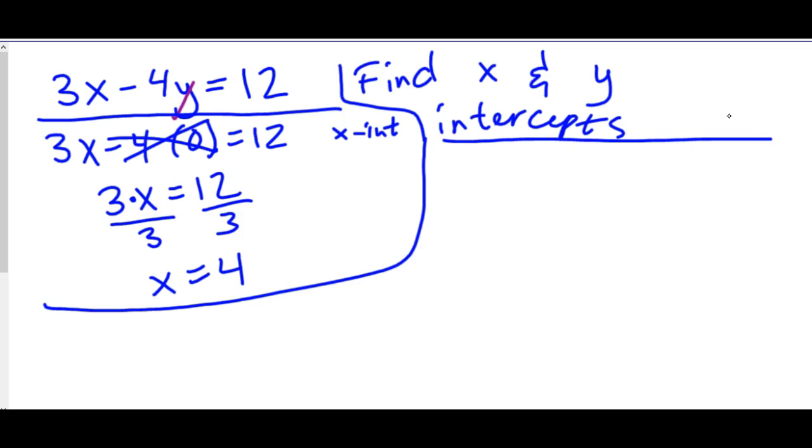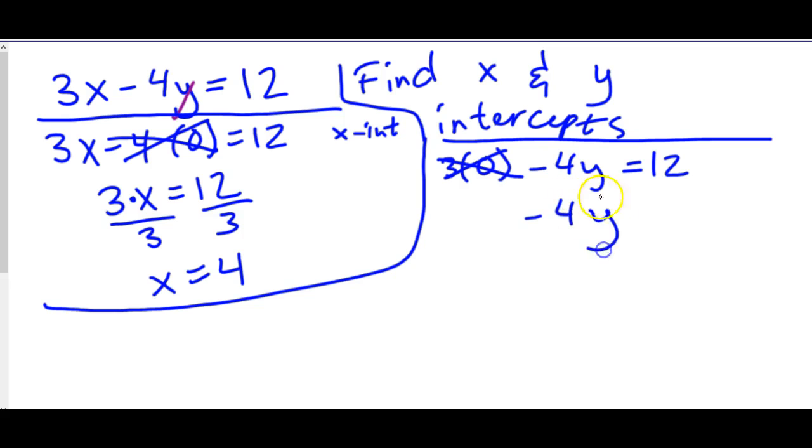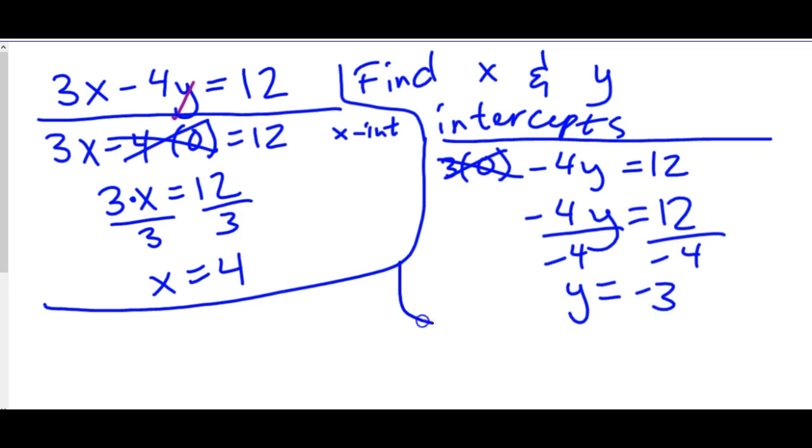Now to find the y-intercept, we would make x 0. So 3 times 0 minus 4 times y equals 12. Again, basically it just means this x piece is going to go away. We have negative 4y equals 12. And again, we'd have to divide, since that's really negative 4 times y. So my y-intercept is negative 3.